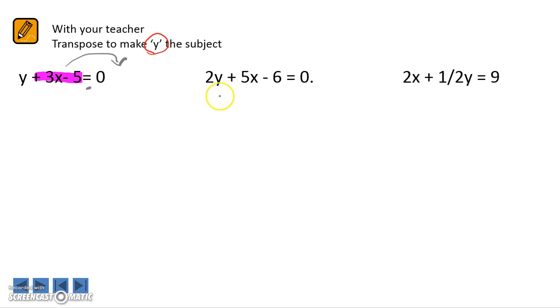So let's have a look at this example here. We're going to make y the subject as well. But if we have a look at it, we've got a plus 5x minus 6 on the same side of the equation, and we've also got this number 2, which is multiplied to the y. So there are steps. Just like in the other one, we did the addition or subtraction and took it over to the other side of the equal sign first.